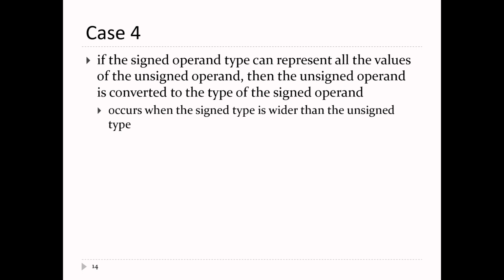Now, if the signed operand can represent all the values of the unsigned operand, then the unsigned operand is converted to the type of the signed operand. An example of that would be if your signed operand has type long and your unsigned operand has type unsigned int. Now the unsigned int gets converted up to long. That occurs when the signed type is wider than the unsigned type. So if your signed type is long, then any unsigned int gets converted up. If your signed type is long, then an unsigned long will get converted up to long.